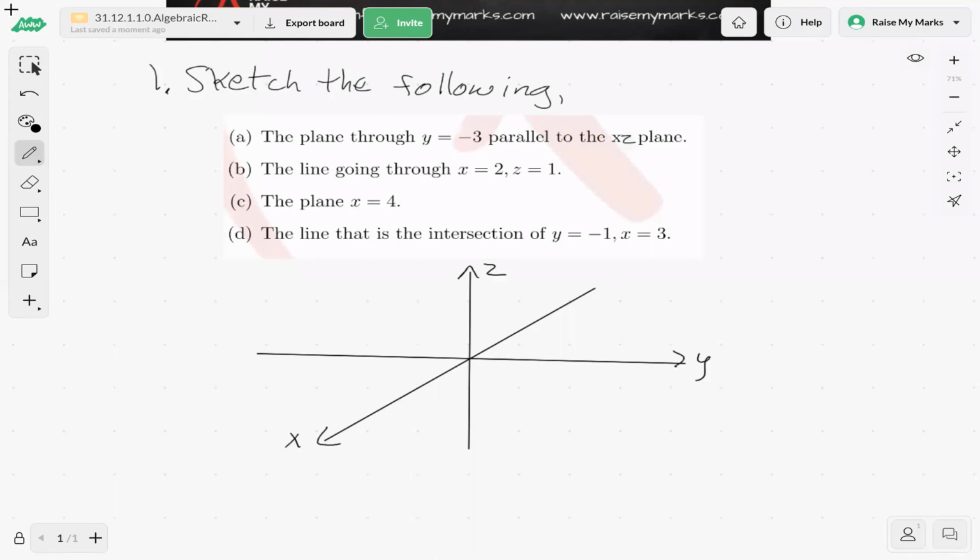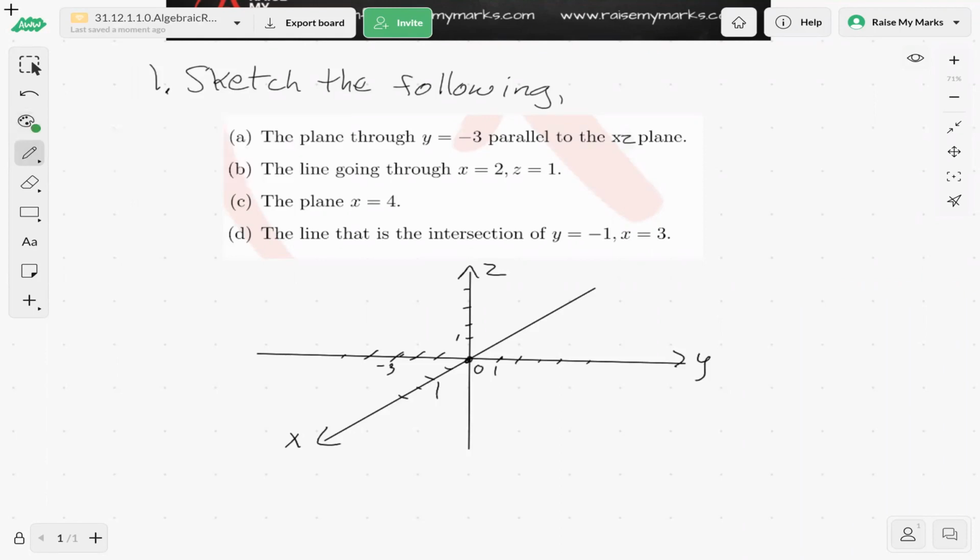Okay, so the plane through y equals -3 and parallel to the xz plane. Now we've got to decide which direction is positive and which direction is negative. So I'm going to take this as the positive y direction, and this is the negative y direction. So this is going to be our -3. Similarly, if we go upwards, that's our positive z direction. If we go outwards, towards us, that's the positive x direction. And right in the middle is our origin.